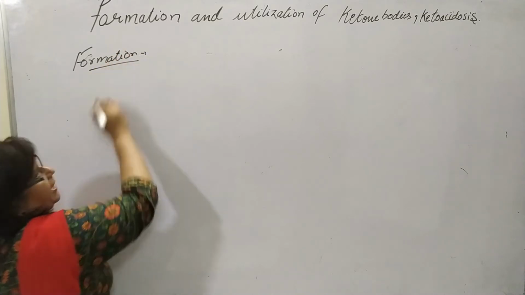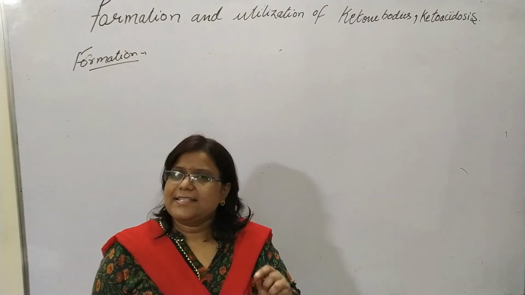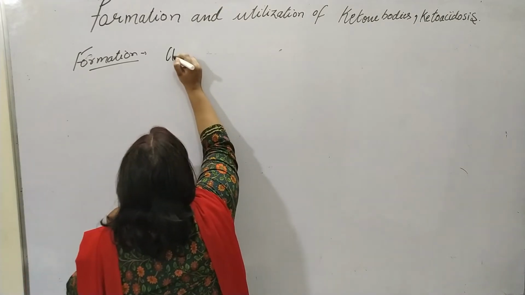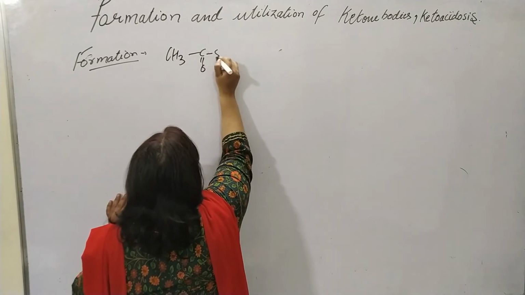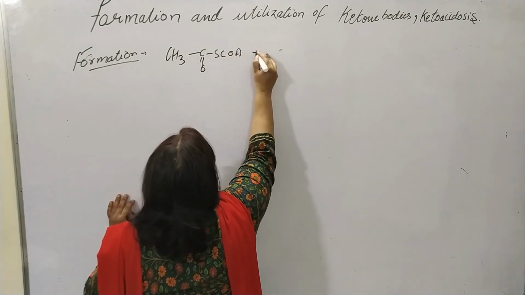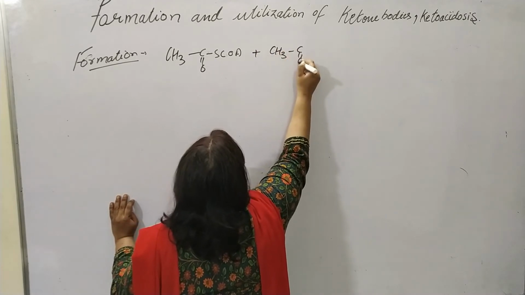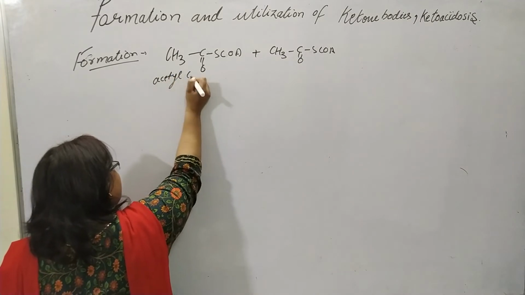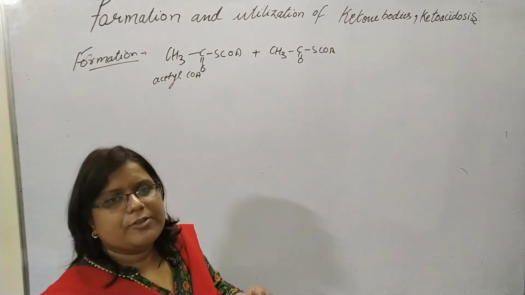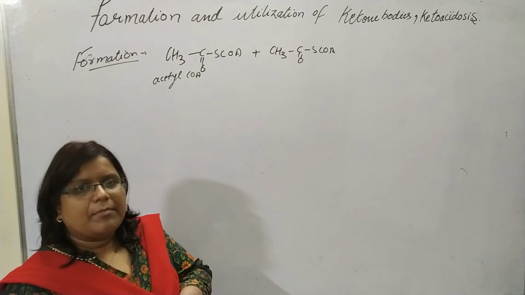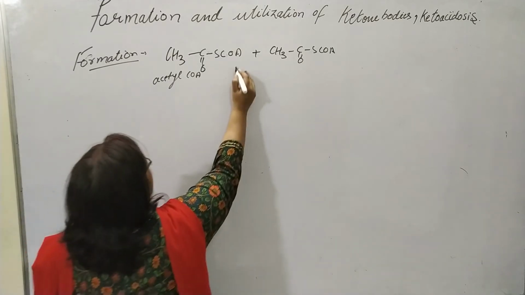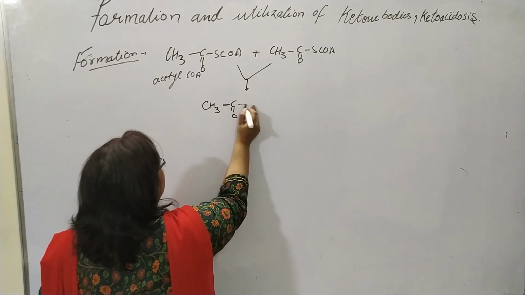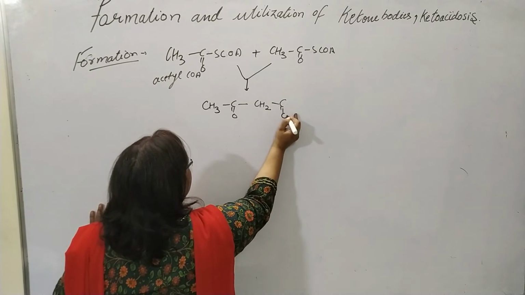As we have stated, acetyl coenzyme A leads to the production of ketone bodies. So here, two molecules of acetyl coenzyme A combine and form acetoacetyl coenzyme A.